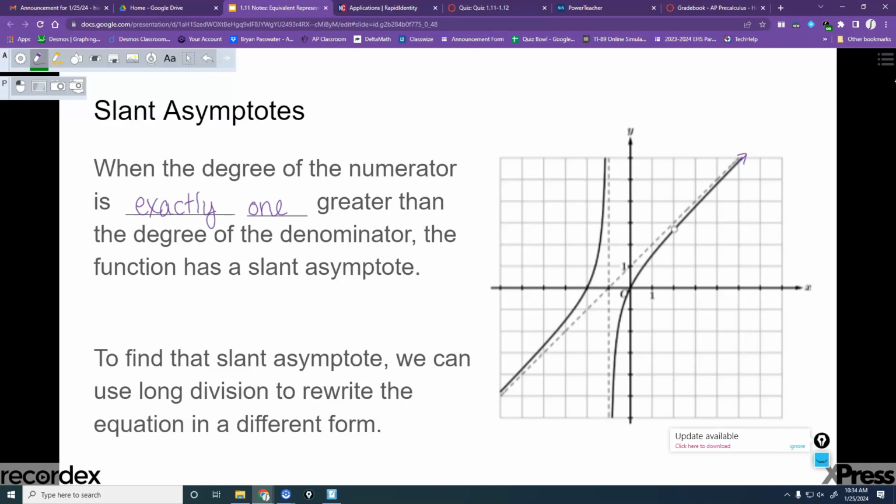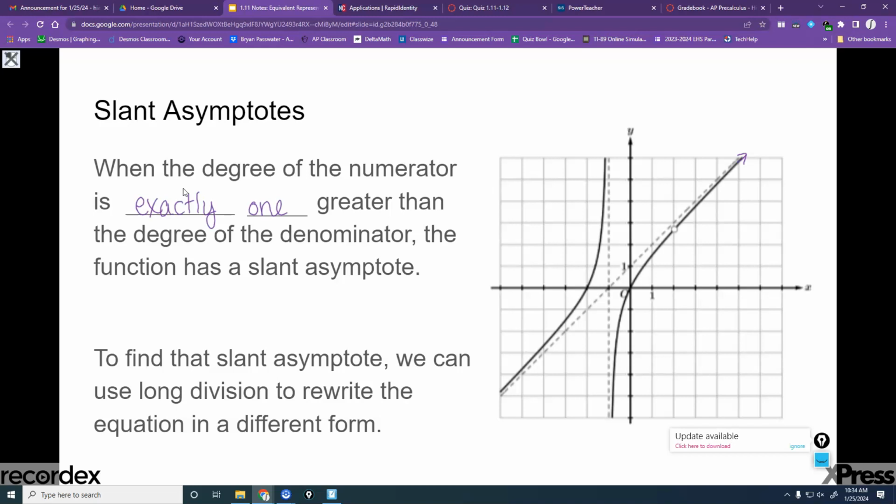So we need to be able to find what these slant asymptotes are for graphs. It's part of our curriculum that we're supposed to find. So first of all, we're only going to look for slant asymptotes if the degree of our numerator is exactly 1 greater than the degree of our denominator. Any other thing does not have a slant asymptote.